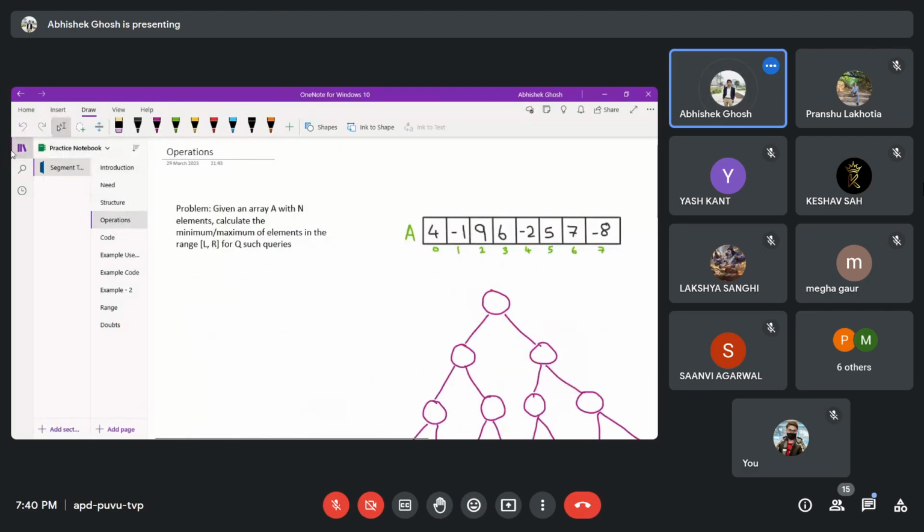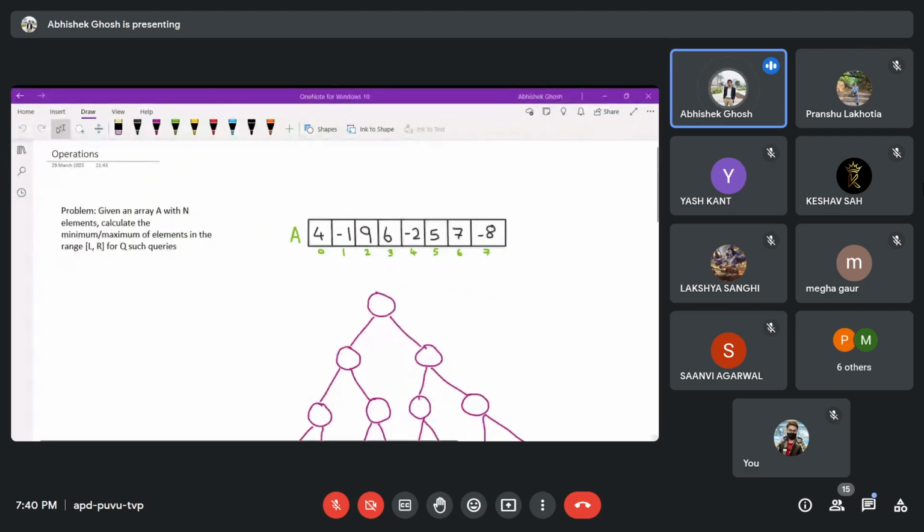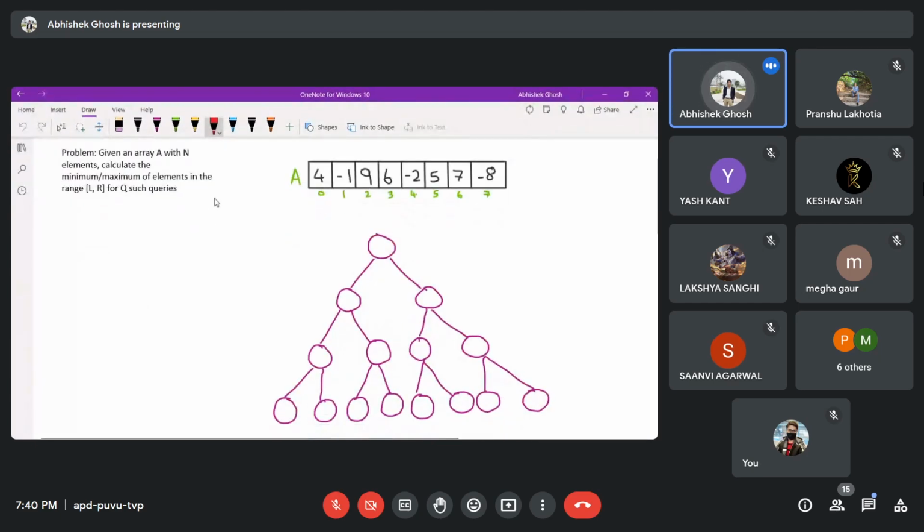Cool. So now we'll move on to the basic operations in a segment tree. What was the previous problem that we were trying to solve? The previous problem was of sum, but now we are using minimum maximum. Given an array A with n elements, we need to calculate the minimum or the maximum of elements. For the purpose of explaining, I'll just use minimum: I need to calculate the minimum of elements in the range L to R for Q queries.